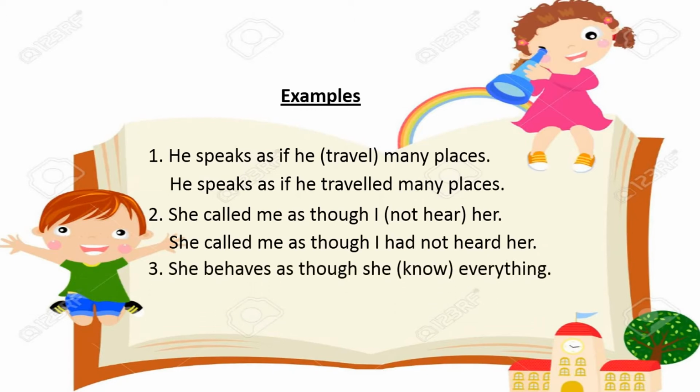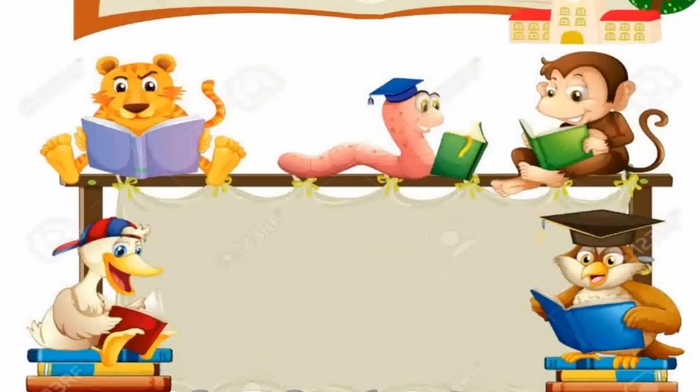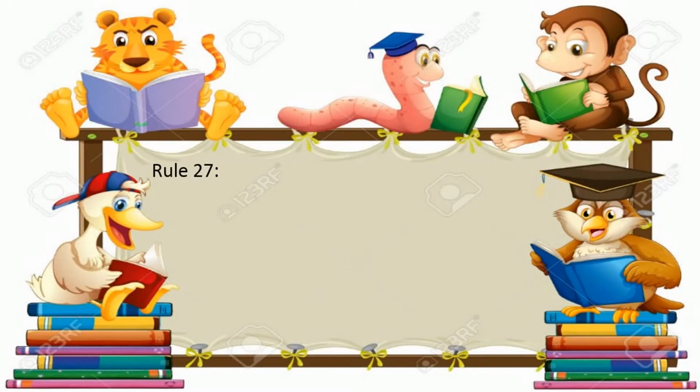Okay, so next one. She behaves as though she know everything. So as though, the first part of as though, she behaves, that means present indefinite tense. Then the next part will be past indefinite tense. So she behaves as though she knew everything. Okay, so let's go to the next rule.